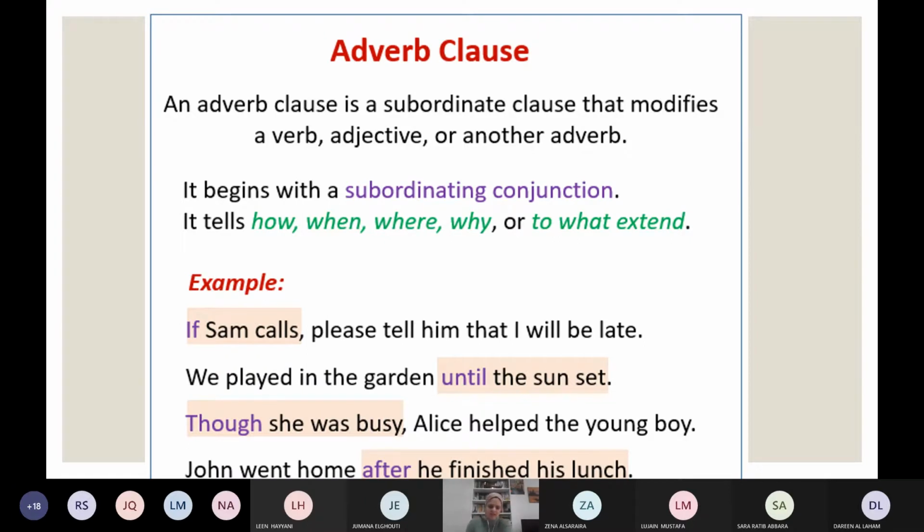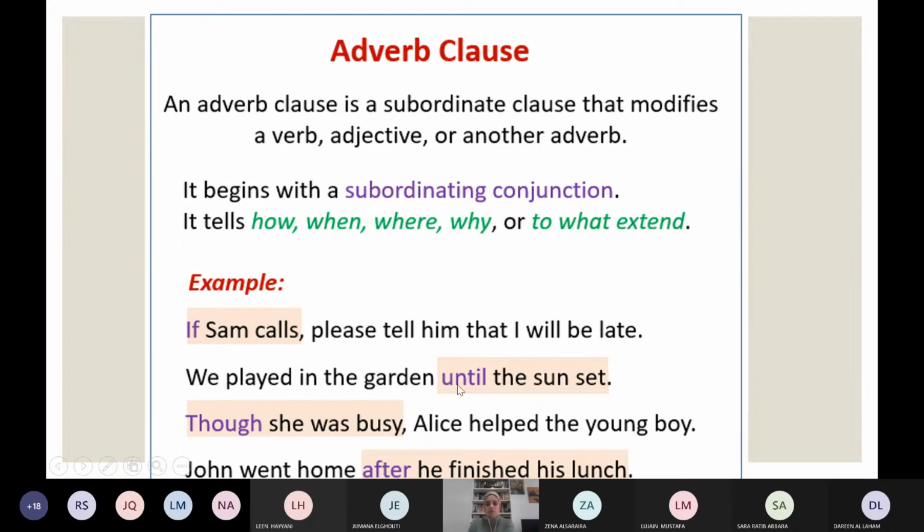Let's see here, girls. We said that an adverb clause is a clause that cannot stand alone. So if I come to you and I say, if Sam calls, and I stop, can you understand? No, we can't. What happens if Sam calls? So please tell him that I will be late. This is the independent clause: please tell him that I will be late. If Sam calls, dependent clause.